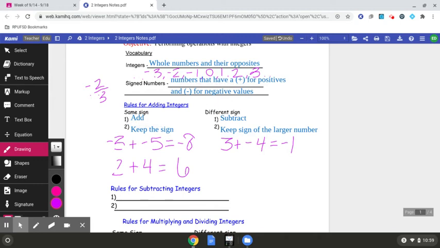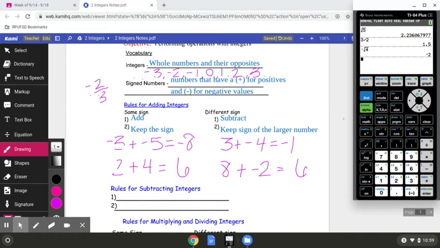If I do 8 plus -2, again, I'm subtracting. 8 minus 2 is 6. 8 is larger, and it's positive, so my answer is positive. So again, those are your rules for adding and subtracting.